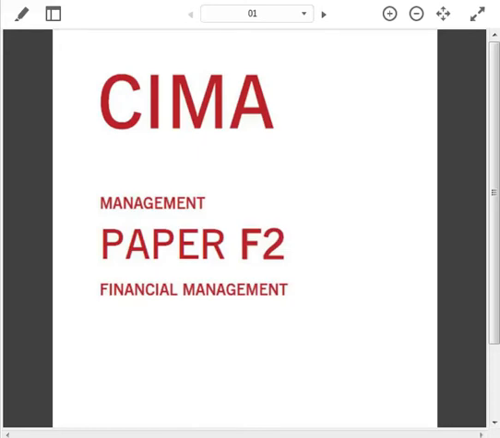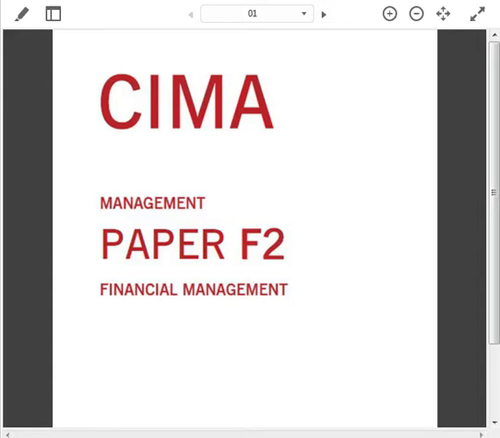Today we are going to start learning the paper on financial management in CIMA management level. This is known as the paper F2. Now in this paper there are key areas that were introduced in 2015. So we will be looking at all these important areas in the syllabus, and we will need to understand how the study process should work.